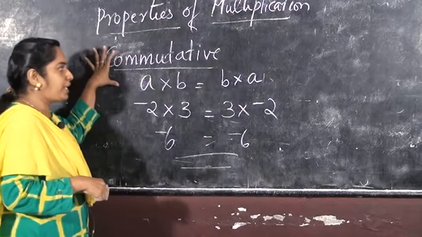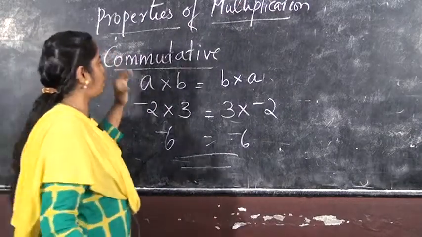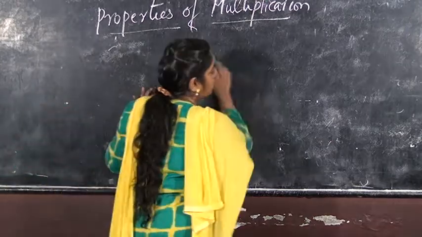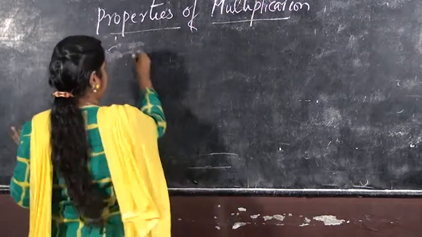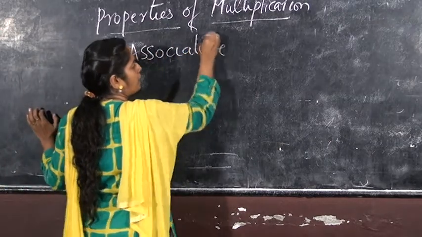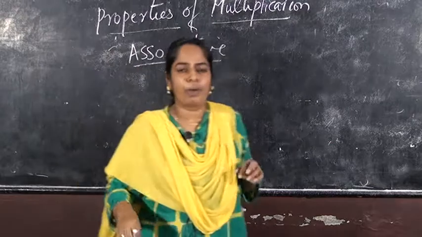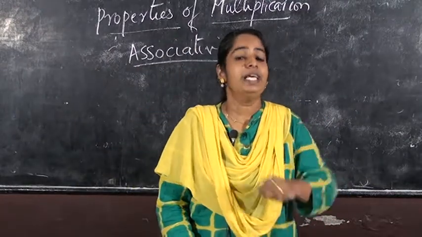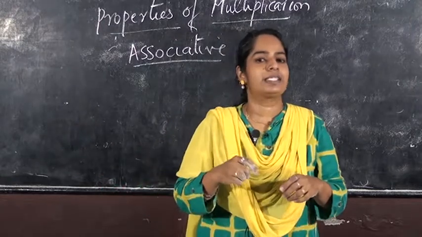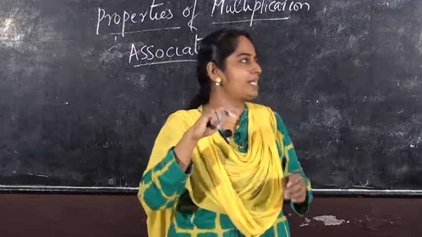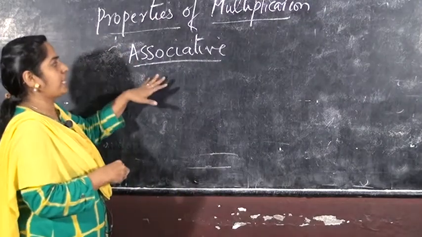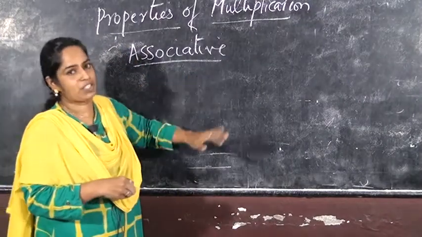This commutative property and all, we studied for addition also. Next is the associative property. What is associative property? You studied, isn't it? What is associative property for addition there? We studied a plus b plus c is equal to a plus b plus c. That is what we studied last class. Like here also for multiplication, the associative property is satisfied, we can check.